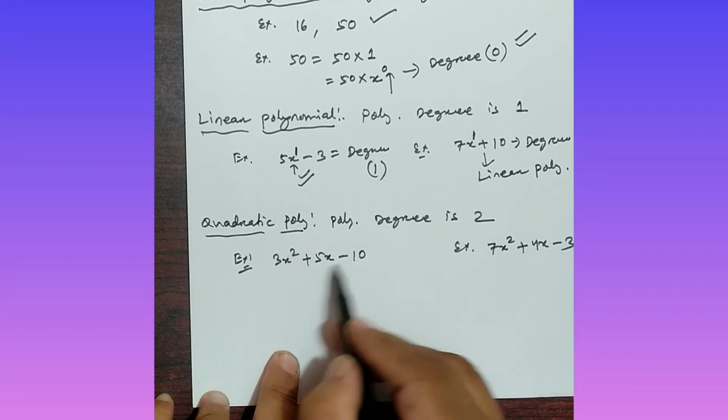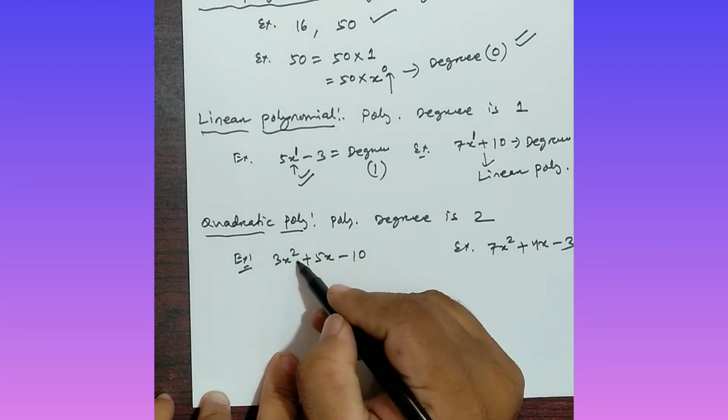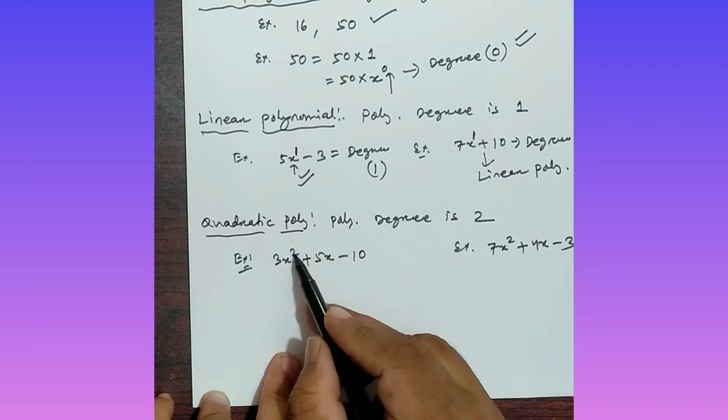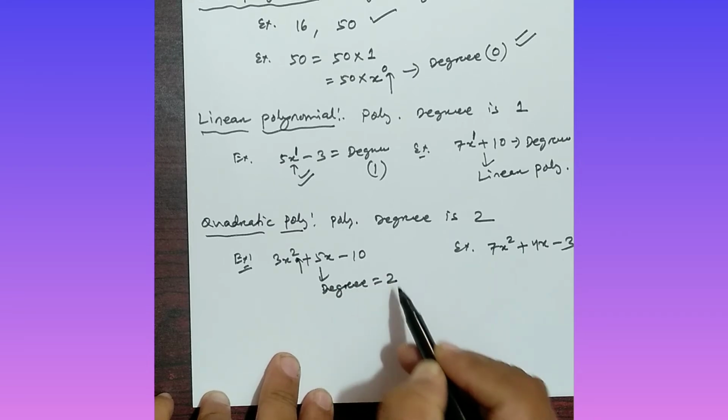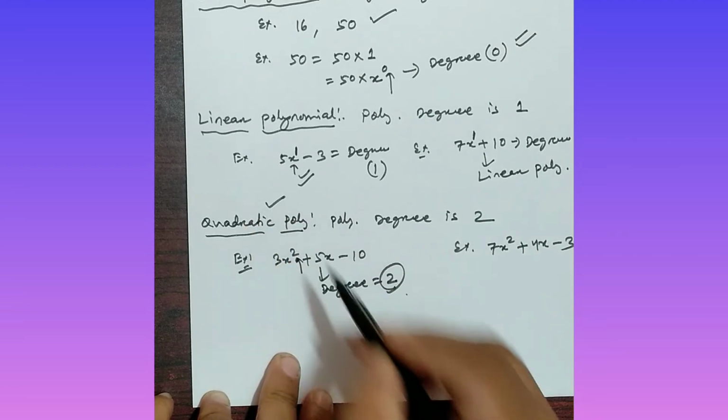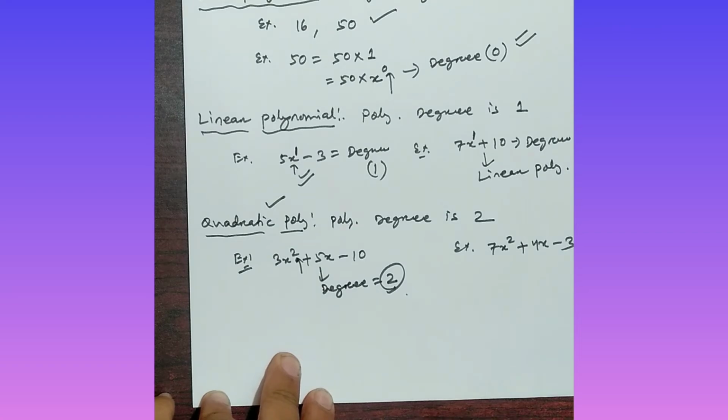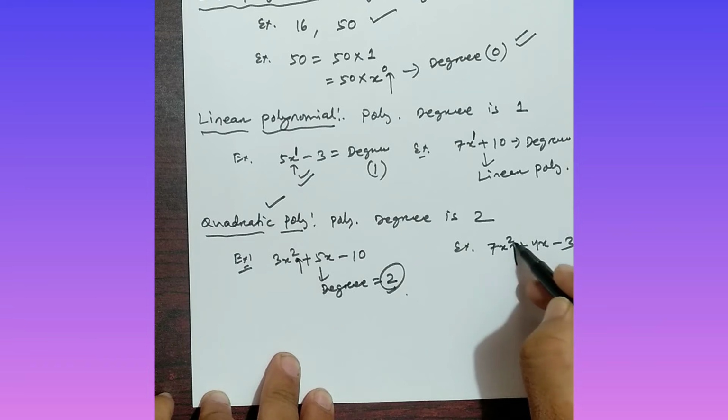So look here, 3x square plus 5x minus 10, right? What is the highest power of the variable? Obviously, the highest power of the variable is 2 here, right? So what is the degree in this case? The degree is 2. As the degree is 2, that is why it is called a quadratic polynomial. Absolutely right. Look here, 7x square plus 4x minus 3, right? So look at the power of the variable. What is the power of the variable?